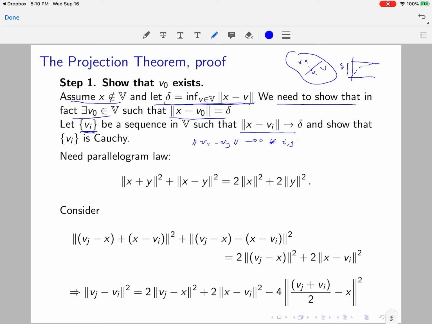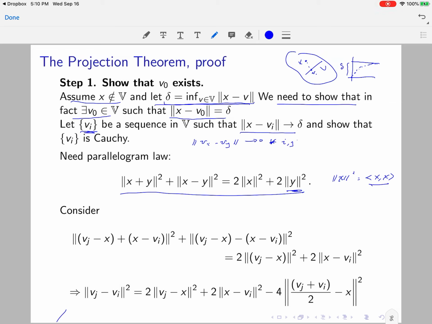Okay, so we're going to use what's called the parallelogram law, this statement here, which is, again, relatively easy to show using just the fact that the norm is an induced norm. In other words, the norm of x squared is going to be the inner product of x with x, and then the properties of an inner product.